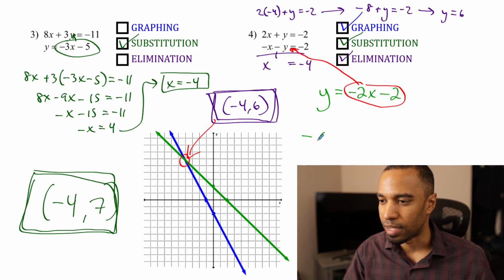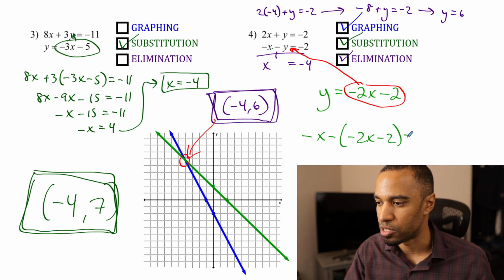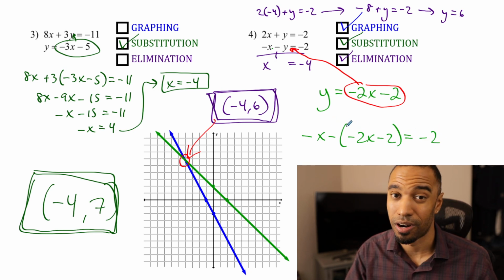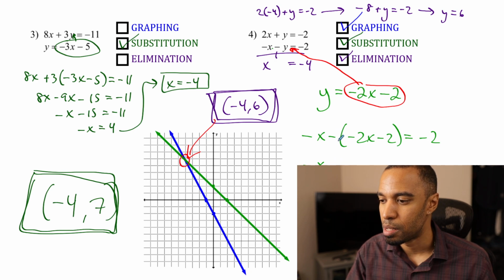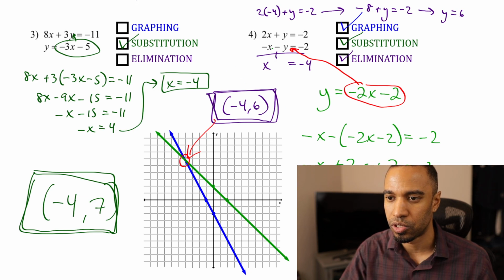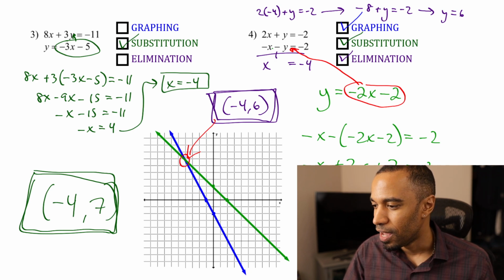I'm going to get negative x minus the quantity negative 2x minus 2. Good news, those will become positives. Equals negative 2, because there are a lot of negatives now. That's negative x plus 2x plus 2 equals negative 2. Combine like terms here, we get x plus 2 equals negative 2, so x is negative 4. Now I can go ahead and solve for y. I'll plug it into that equation. y equals negative 2 times negative 4 minus 2. Negative 2 times negative 4 is 8.